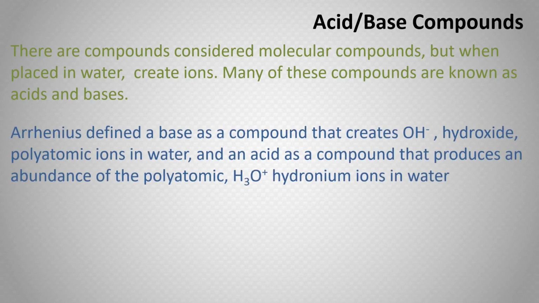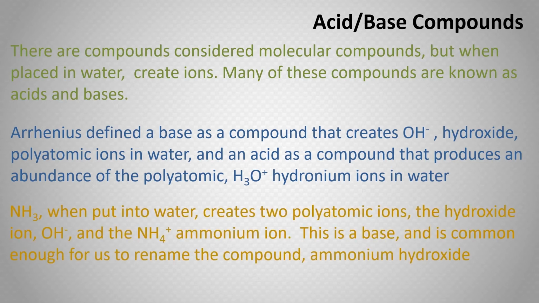Arrhenius defined a base as a compound that creates OH- hydroxide polyatomic ions in water, and an acid is a compound that produces an abundance of the polyatomic H3O+ hydronium ion in water. Now, we don't want to get into the nitty-gritty of this acid-base chemical process yet, but you can see why these types of substances would complicate things for scientists who are trying to categorize different compounds. Out of the water, they look like molecular compounds, but in the water, they become ionic, just like metal-containing compounds.